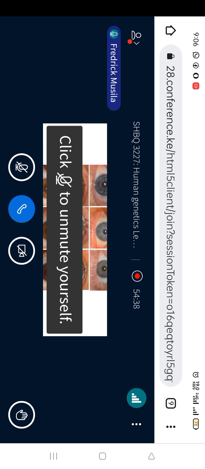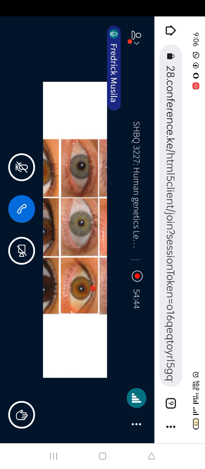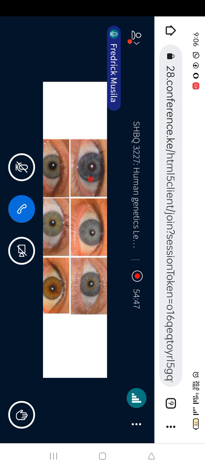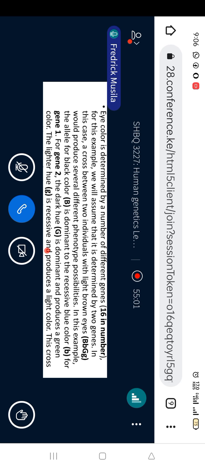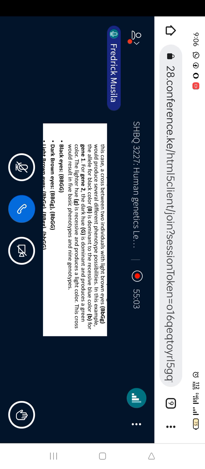So I think the other one is eye color. I think I've explained the two. So eye color, you have seen people with all these funny kinds of eyes. I think it's very easy to notice eye color in white people because they don't have a lot of melanin like us. But the dominant eye color, I think, is the brown eye color. So this is just an example. You can do it on your own with respect to eye color.